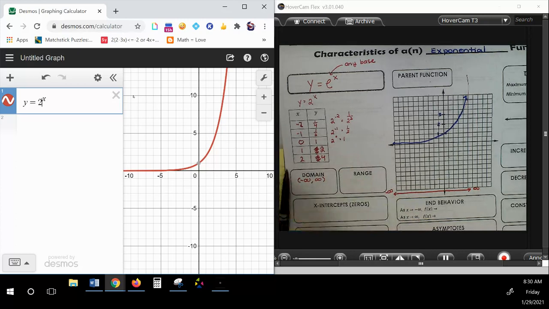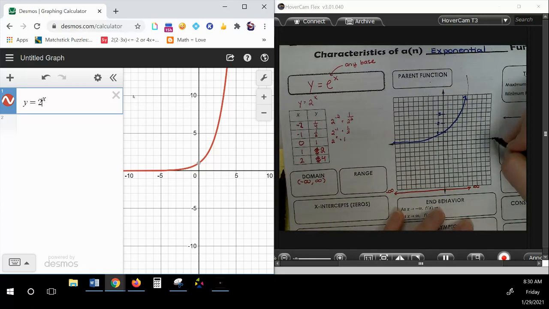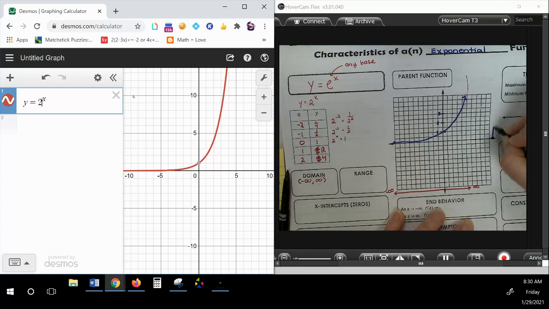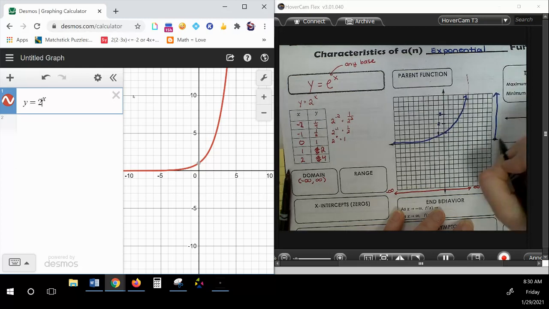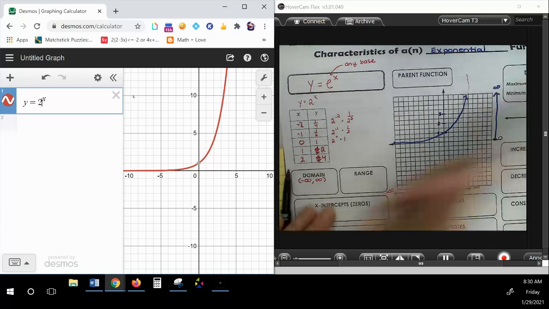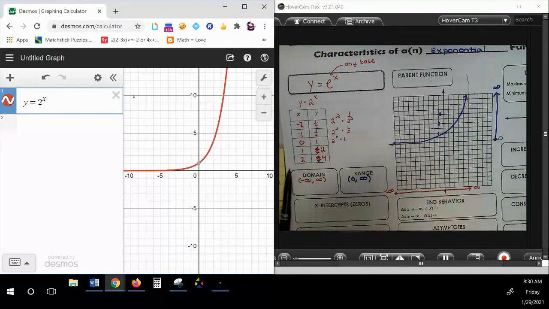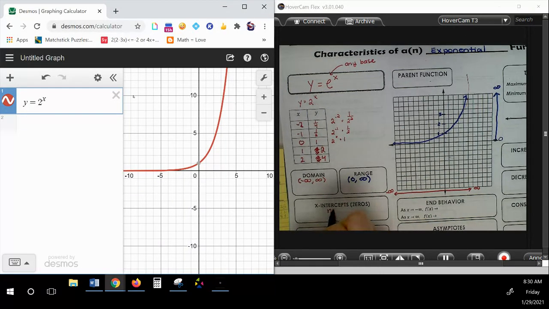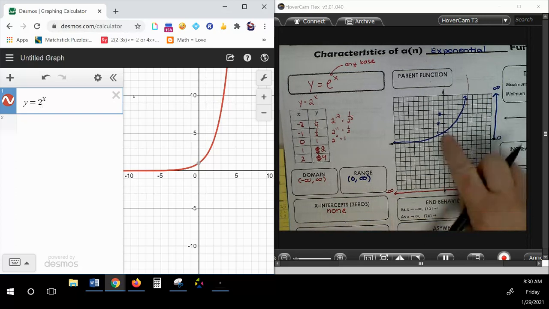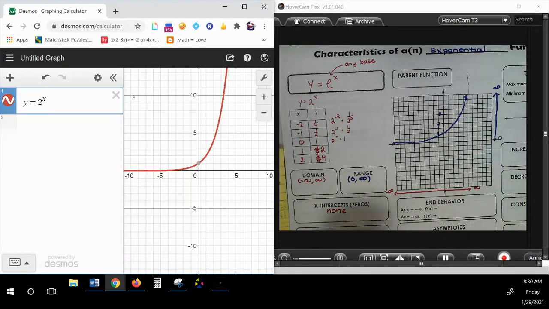The range starts here, which is really kind of 0, but it's not going to hit 0, and it keeps going. So we're going to use a parenthesis for that 0 instead of a bracket, because it doesn't include 0. There are no x-intercepts, but the y-intercept, which is the important point here, is at (0, 1).